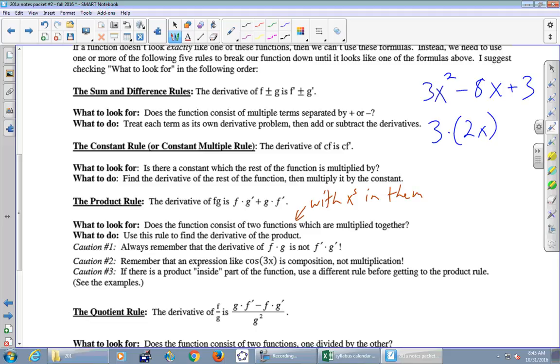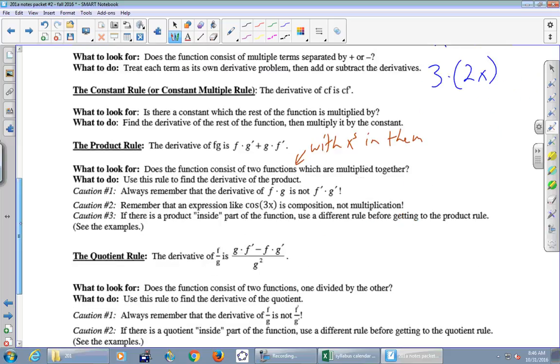Something with x times something else with x. That's what we're looking for in the product rule. Remember, the derivative of f times g is not f prime times g prime. Another caution: cosine 3x is not a product rule. That is cosine of 3x, right? There's no multiplication with the cosine function.